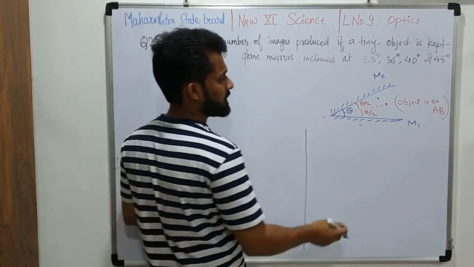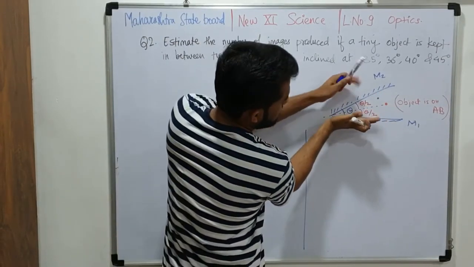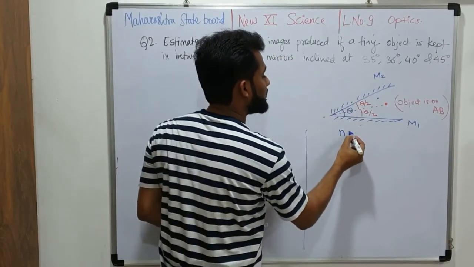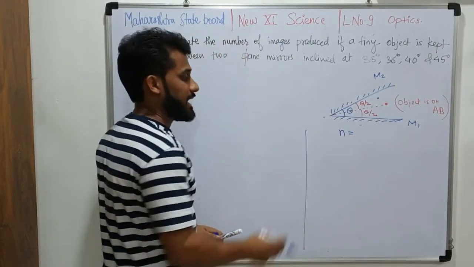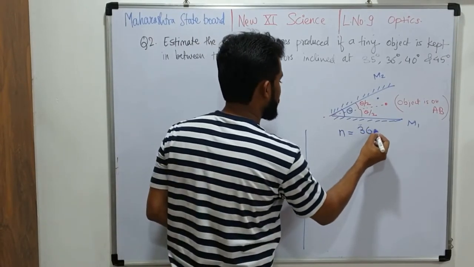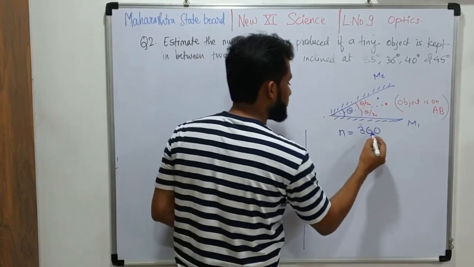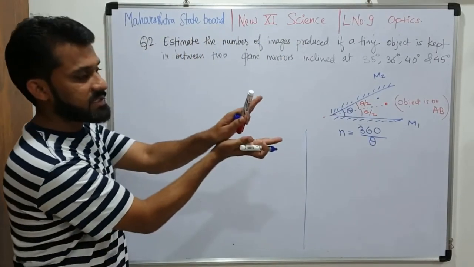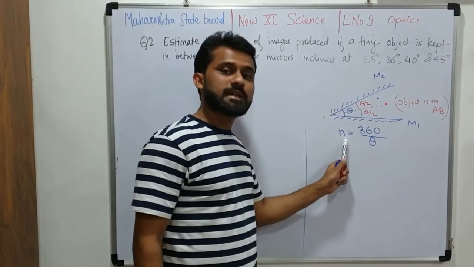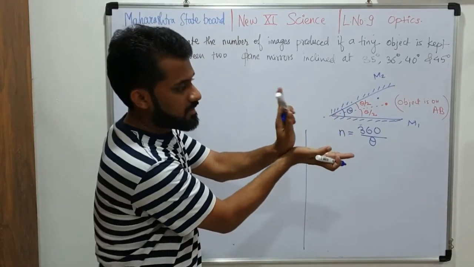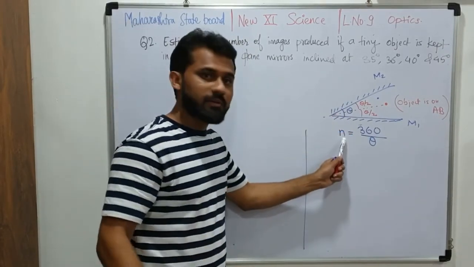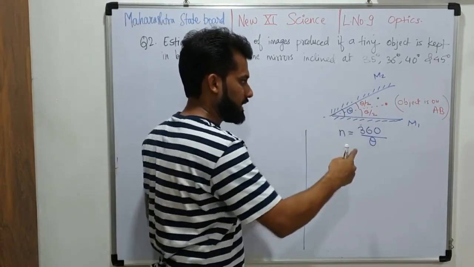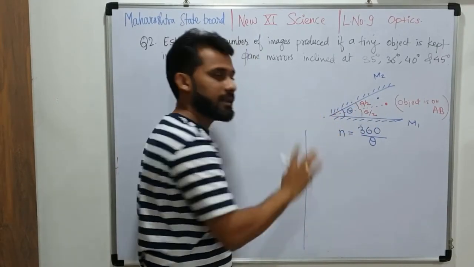First step, what you have to do is, if two mirrors are making angle theta with each other, the first thing that we do is we find the n. What is this n? N is a number that is obtained by dividing 360 by this angle theta. That is, if two mirrors are at 60 degree, n will be equal to 6. If two mirrors are at 120 degree, n will be equal to 3. If two mirrors are at 90 degree, 360 upon 90 is 4. So this is how you get n.